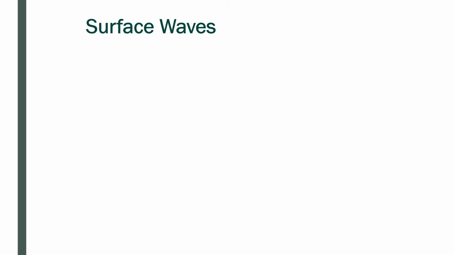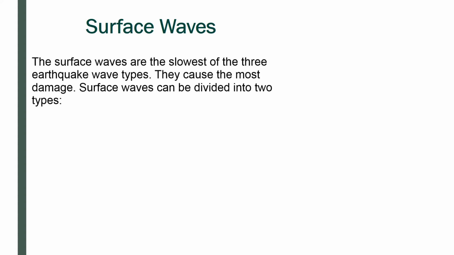Now the second major type of seismic waves is the surface waves. So the surface waves, as we said, are traveling always on the surface of the earth. They are slowest. They are slower than body waves, and they cause the most damage. And you can understand that easily because they travel on the surface, and we are living on the surface of the earth. So surface wave can be divided also into two types.